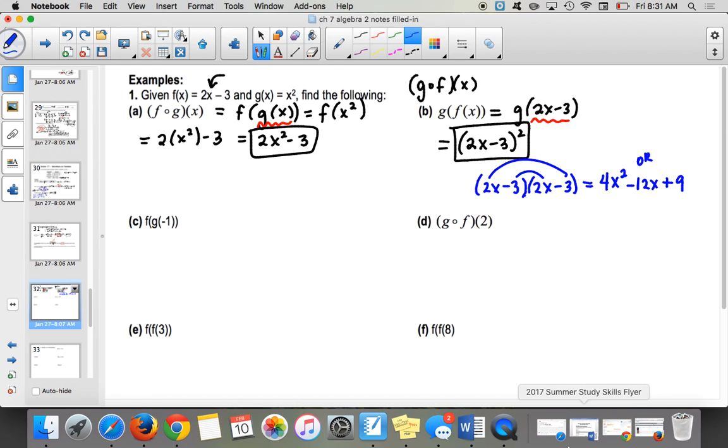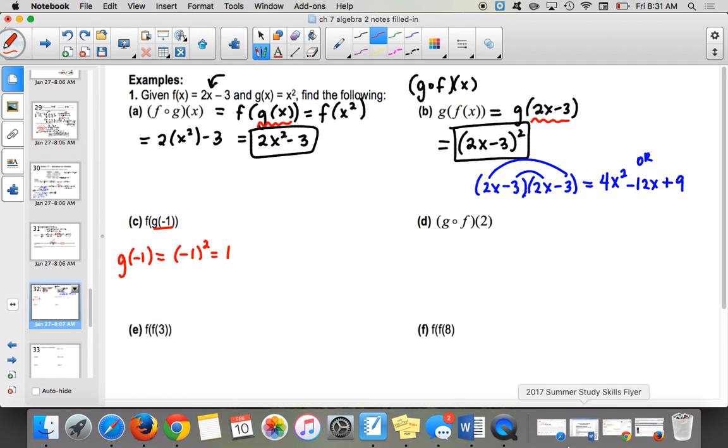All right, so f of g of negative 1. So now we have numbers. These ones are always a little bit easier. If I have g of negative 1, how do I find that? I go to my original function. g of x was x squared. I plug in my negative 1, and I get 1, right?